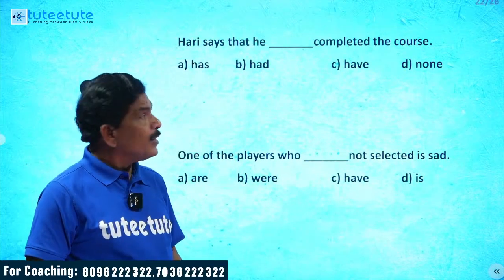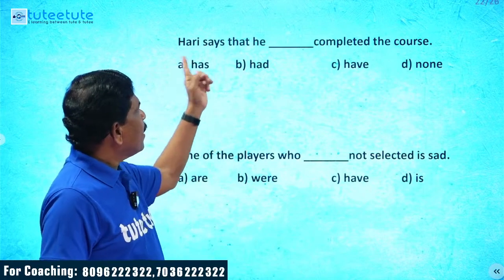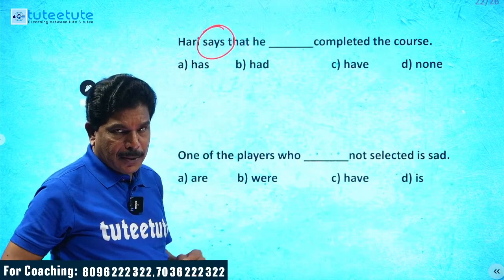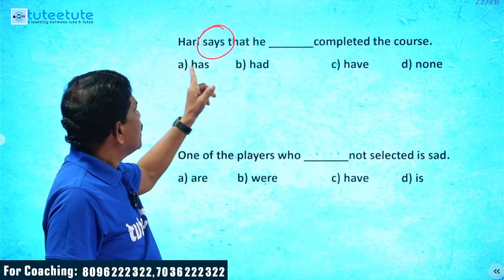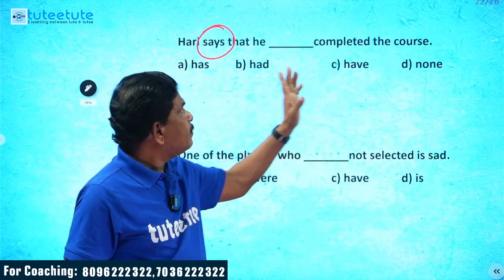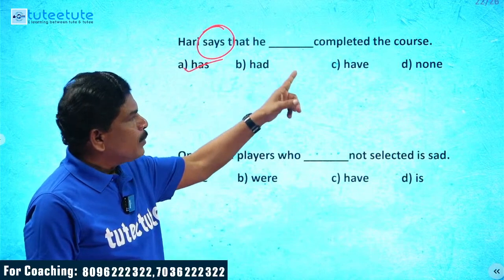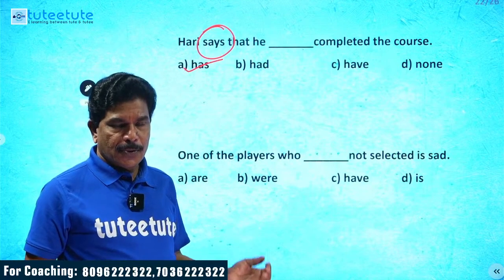Harry says that he dash completed the course. Harry says, here the tense specification is there. Says, that is present. Here we should take present. Has, had, have, done. So he is the subject, therefore it is singular. Has completed the course.